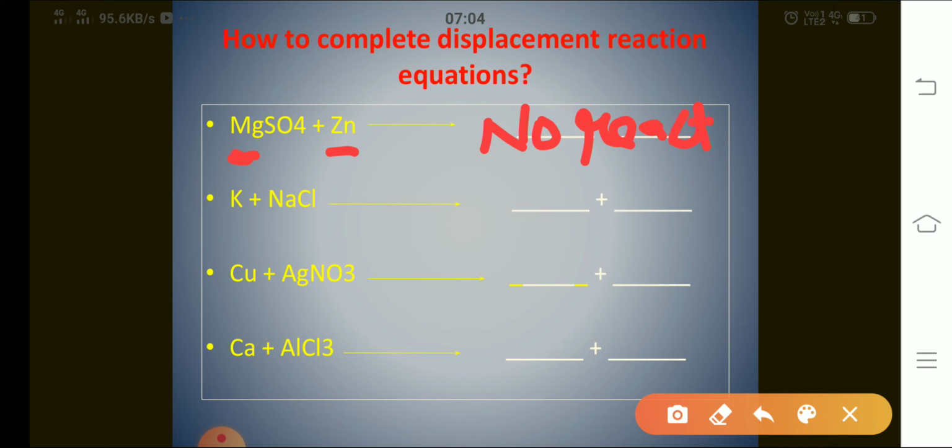Now sodium chloride plus potassium. Yes, potassium is more reactive than sodium, so it can displace sodium from its salt solution. Now K will react with chloride. So what is the valency of K? 1. What is the valency of chloride? 1. So it will form KCl, plus sodium will be given out.